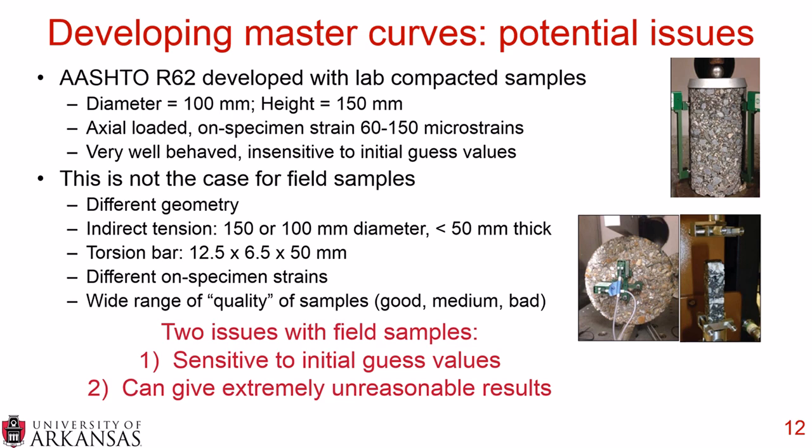One is you are more sensitive to those initial guess values. In the lab, with the lab compacted samples, lab fabricated samples, using that uniaxial testing, it is insensitive to initial guess values. While here in the field samples, you're very sensitive to initial guess values. And another issue is that you can get extremely unreasonable results. If you just plug your numbers into AASHTO R62, you chug them through Solver, you can get some very unreasonable results. So let's take a look at these two issues.